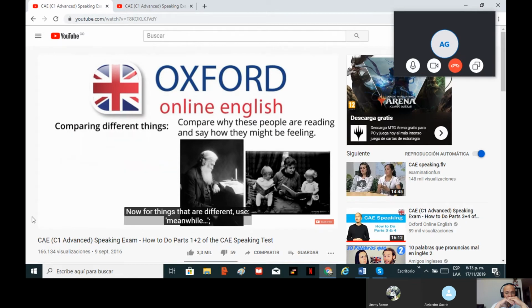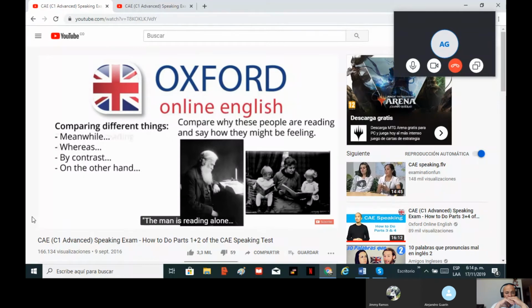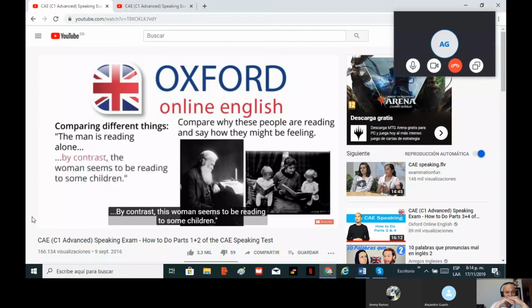Now, for things that are different, use meanwhile, whereas, or even by contrast. On the other hand, for example, the man is reading alone. By contrast, this woman seems to be reading to some children. On the other hand, the woman seems to be reading to some children. Or, meanwhile, the woman seems to be reading to some children.